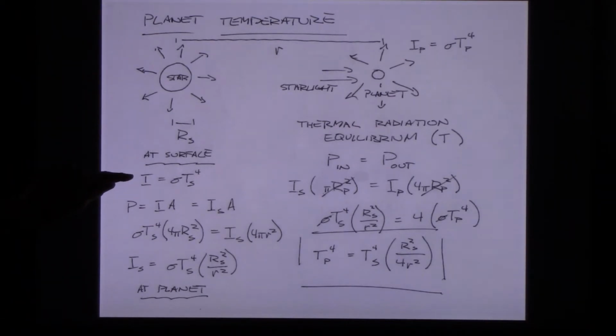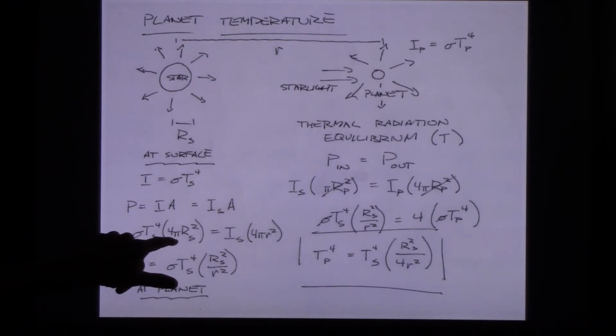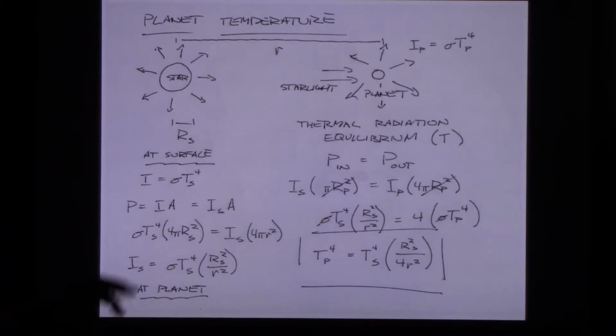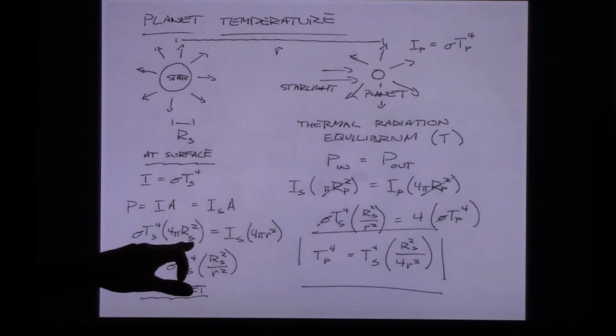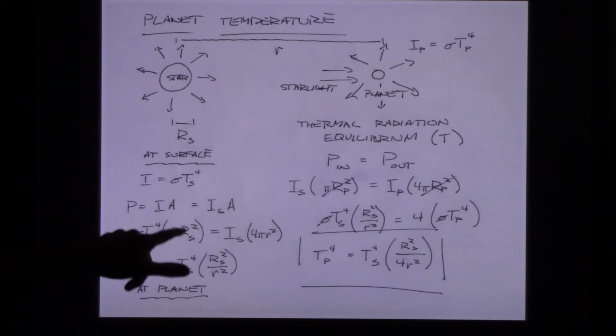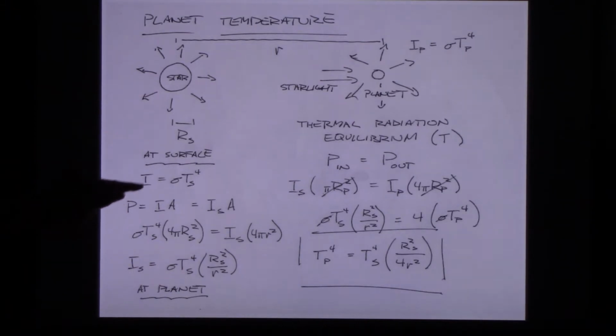What we can do is say, okay, here is the intensity at the surface. Here is the total energy output of that star. It's the intensity at the surface multiplied by the surface area. And the surface area for the star is 4 pi r_s squared, where r_s is the radius of the star. And the intensity is sigma, Stefan-Boltzmann, times the surface temperature of the star to the 4th power.